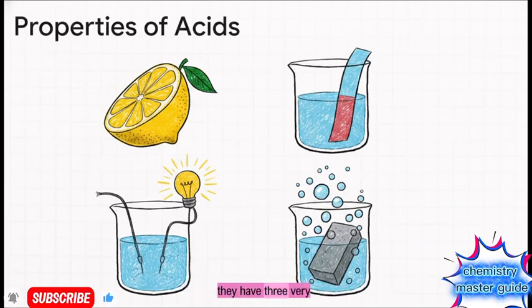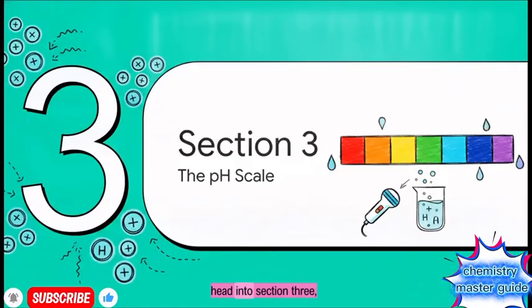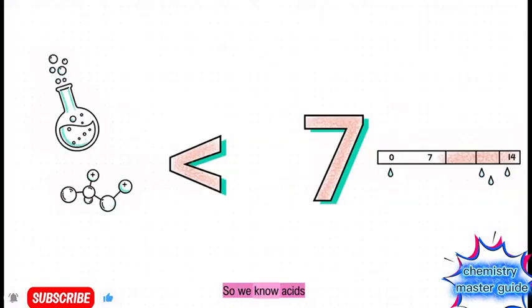And lastly, they have 3 very specific reactions with metals, bases, and carbonates, which we're going to look at in just a minute. Okay, let's head into section 3, understanding the pH scale. So we know acids produce hydrogen ions, but how on earth do we measure their strength? Enter the pH scale. This scale typically runs from 0 to 14. And the golden rule? Every single acidic solution has a pH strictly less than 7.